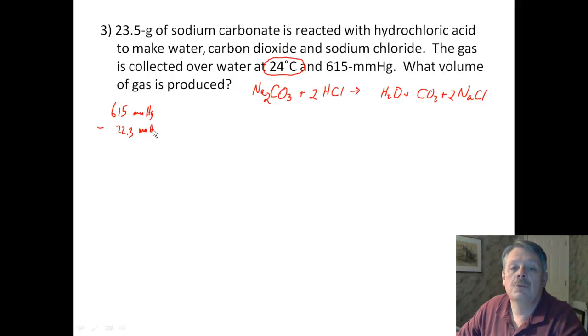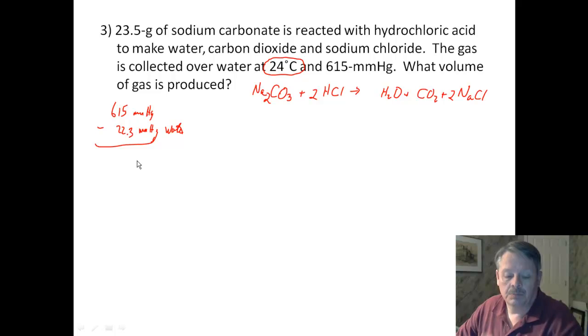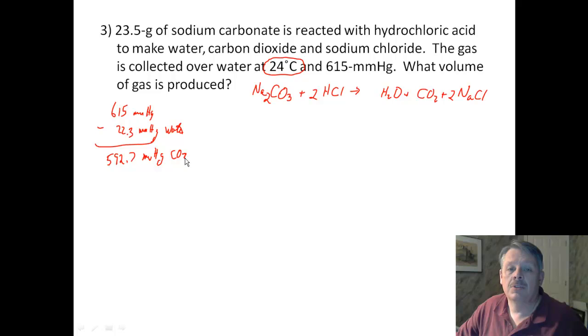22.3 millimeters of mercury, and this is our water vapor pressure. Right? And so when I subtract those two, I get 592.7 millimeters of mercury. And this is the vapor pressure of the CO2. Because it's talking about a gas, well, the only gas we have over here is CO2. Water is a liquid, sodium chloride is a solid. It's actually going to be aqueous at this point. So definitely CO2. All right.